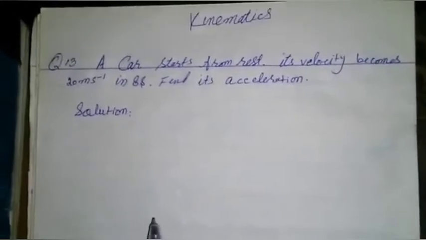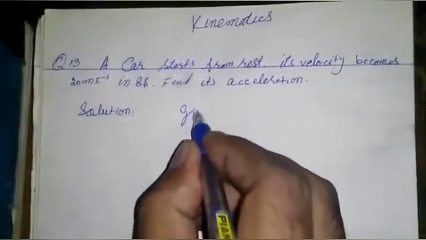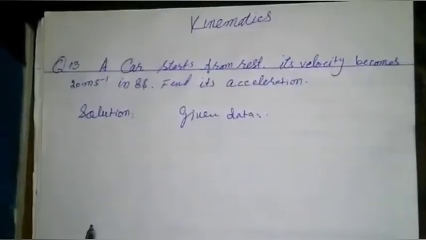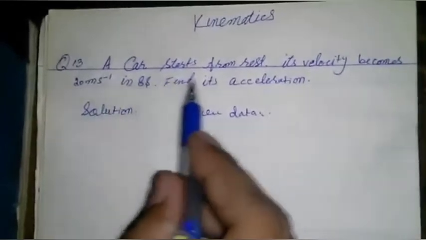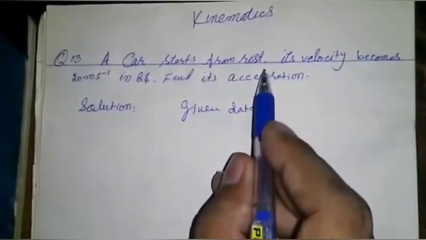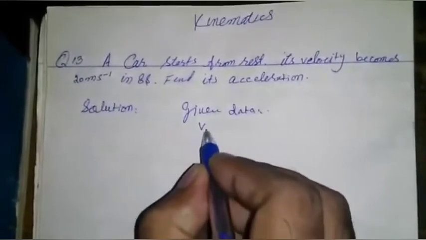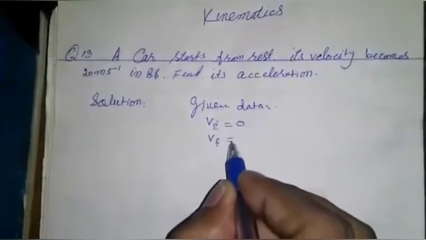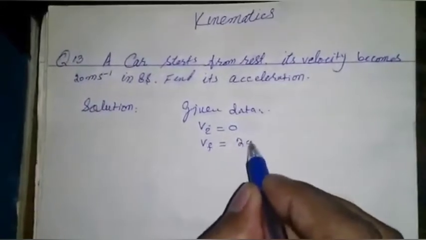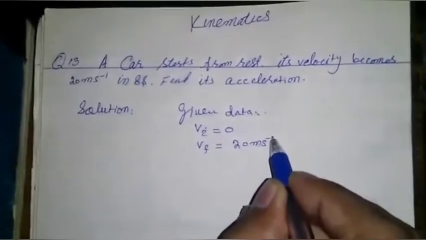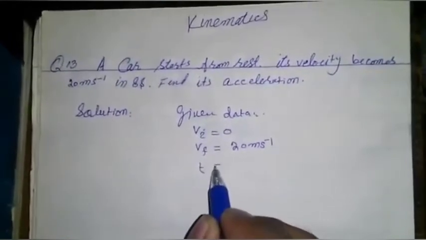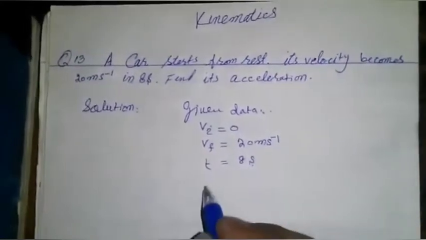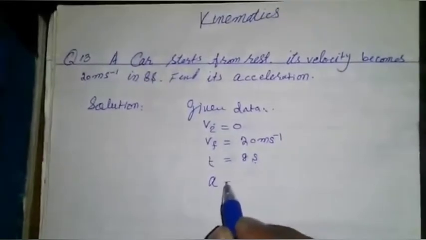First of all, we write the given data. When something starts from rest, its initial velocity will be 0. So its initial velocity Vi is equal to 0. Its final velocity Vf is equal to 20 meter per second. Time t is equal to 8 seconds. And we have to find its acceleration a.